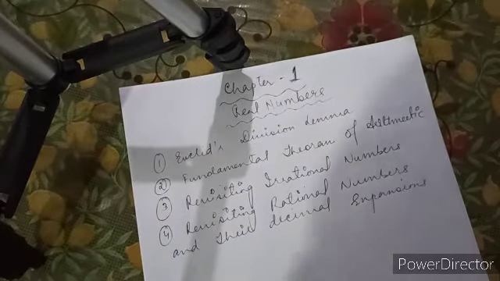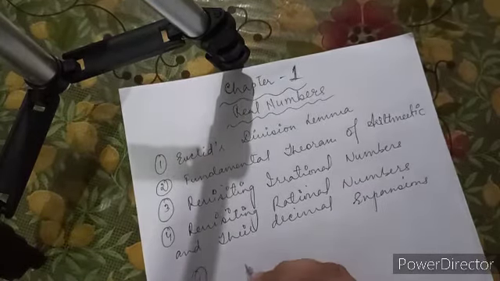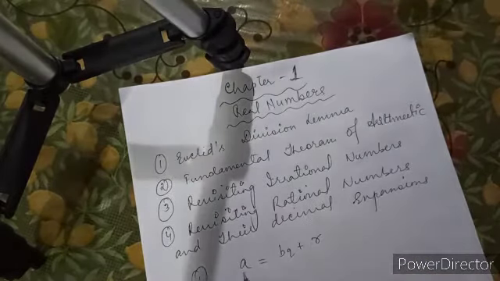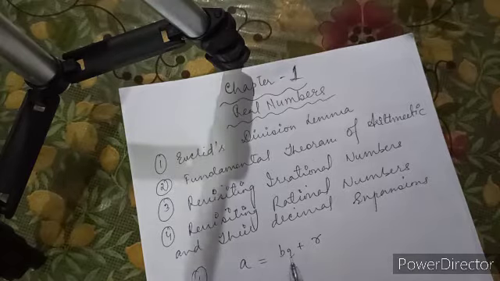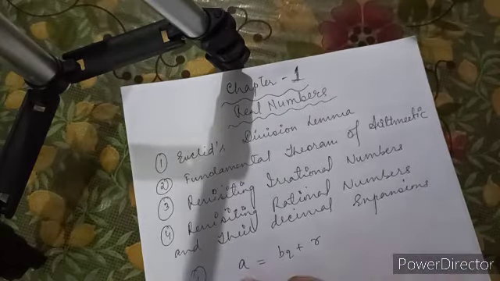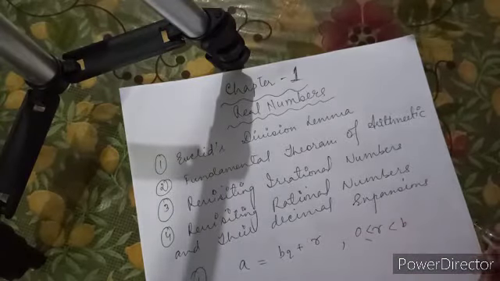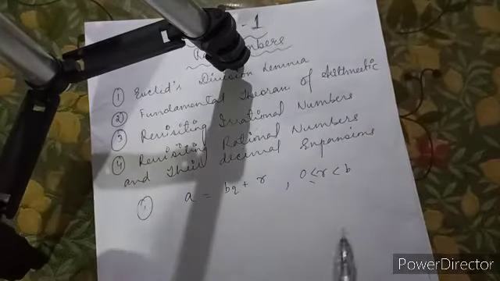So Euclid's division lemma. All of you know what Euclid's division lemma is. It is given with an equation, a equals bq plus r, isn't it? Where a and b are positive integers and there exist unique integers q and r, and you must always remember this equation as well as the condition that the remainder value must always be greater than or equal to 0 but less than the divisor, isn't it?